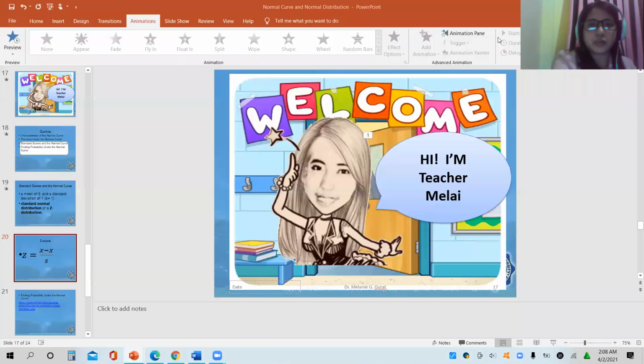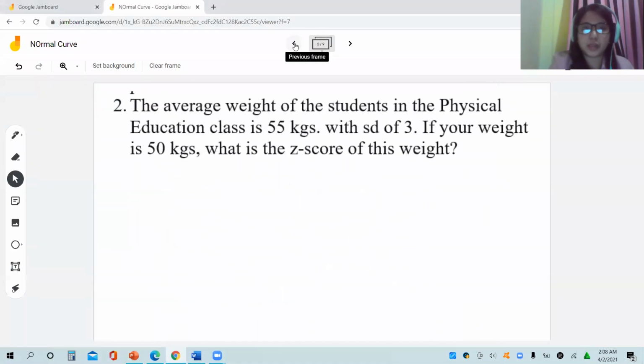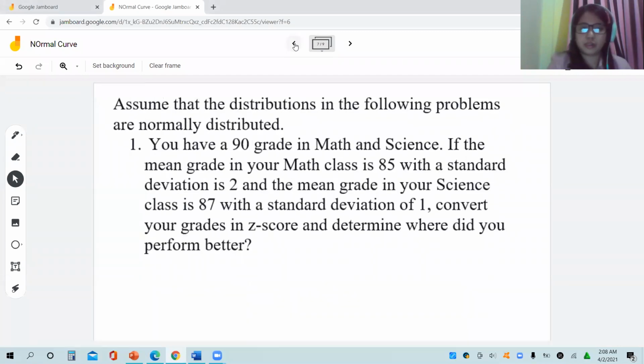Let us consider examples for us to understand. Let us answer some example problems. In the given examples, we will assume that all the distributions are normally distributed, because of course, if the data is not normally distributed, then it is not possible for us to use the formula of the z-scores.